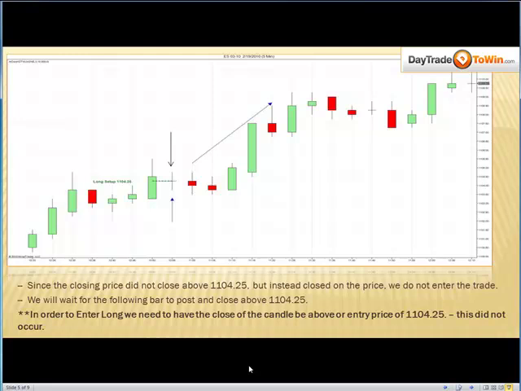We're going to wait for the following bar to post and close, and what we really want to see is a close above 1104 quarter. Now, in order to enter long, we need to have the close of the following candle be above our entry price of 1104 quarter. And this did not occur. It actually closed and opened on the same price, 1104 quarter.